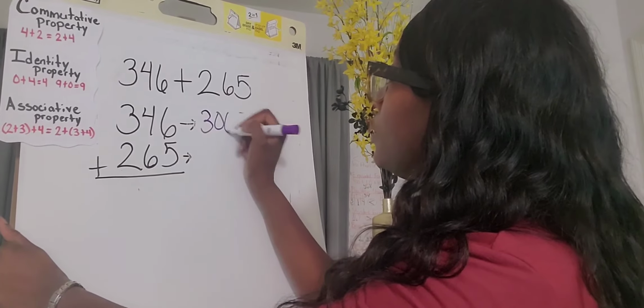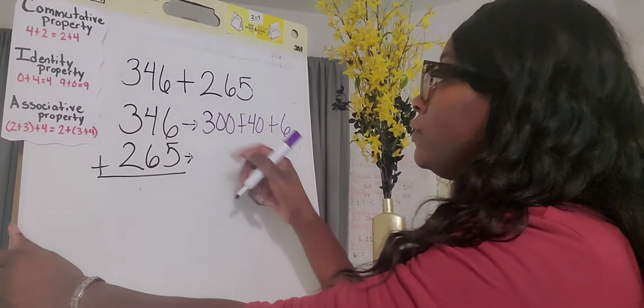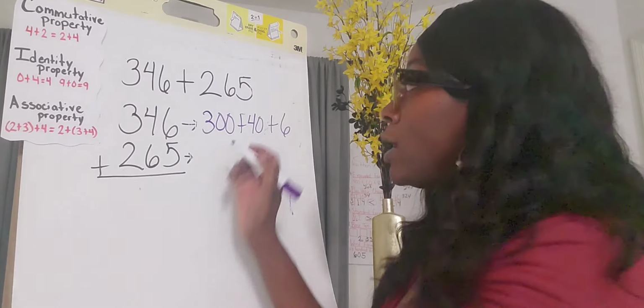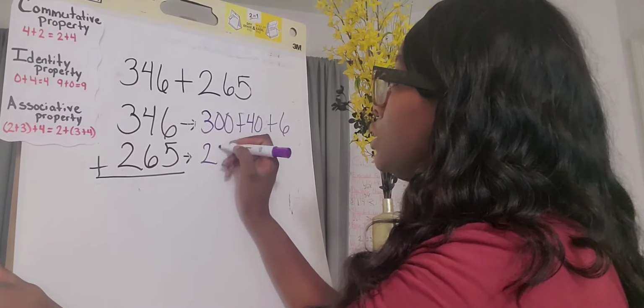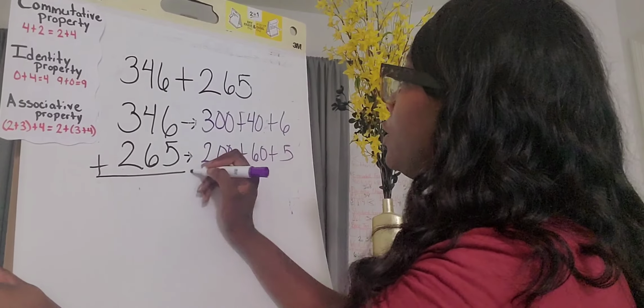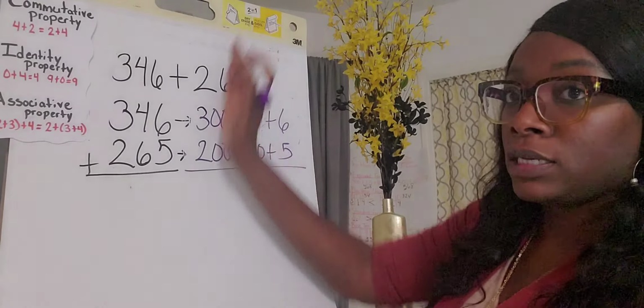300 plus 40 plus 6. That's the value of each of those digits. Now 265. Let's write the value of each of those digits. 200 plus 60 plus 5. And now let's just start in our ones place. Add our ones, our tens, and then our hundreds.